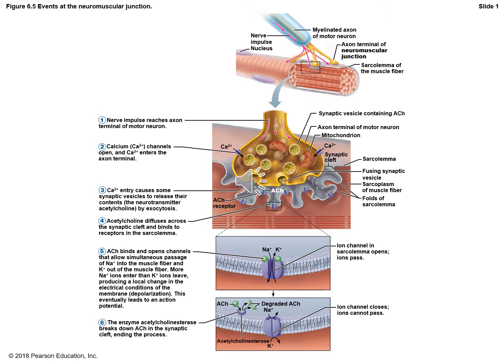And then it goes on to talk about when the nerve impulse reaches the axon terminal of the motor neuron, in point number 1. In point number 2, calcium channels are going to open and calcium is going to spill into the axon terminal. Number 3, this calcium entry causes the synaptic vesicles to move out to the edge and release their contents, which is acetylcholine. And number 4, the acetylcholine diffuses across the synaptic cleft. Remember, it's a messenger. And number 5, it binds to the sarcolemma, and it causes an exchange of sodium and potassium, which causes depolarization. And then we have the acetylcholinesterase breaking down the acetylcholine.